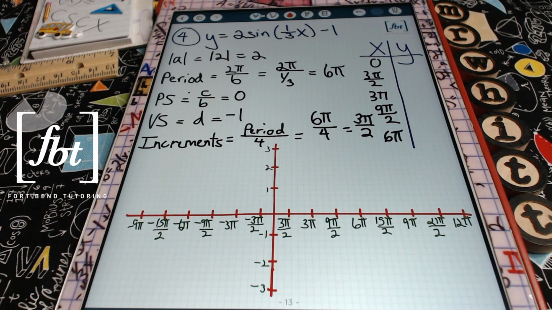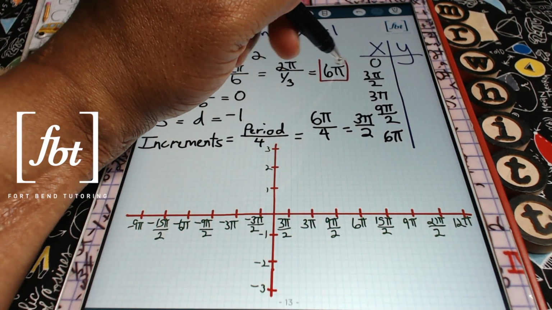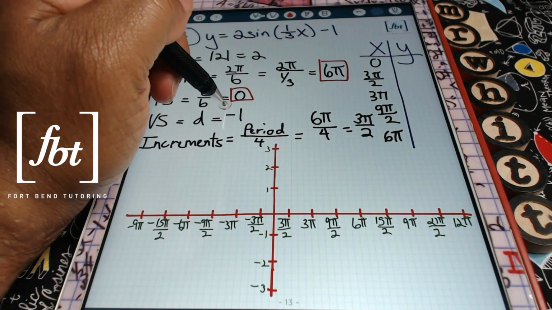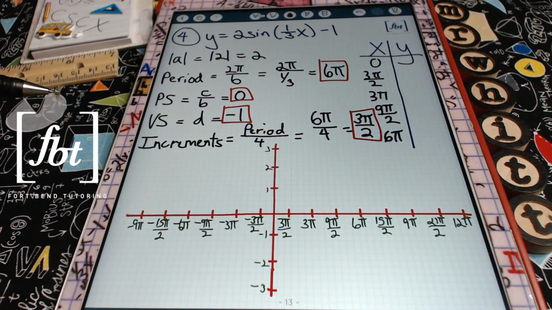Let's go ahead and red box the values that are important to us for our cosecant function, and that is we have a period of 6 pi, we have a phase shift that's 0, we also have a vertical shift of -1, and our increments are 3 pi over 2. Next, let's go ahead and get our y values for our xy chart.